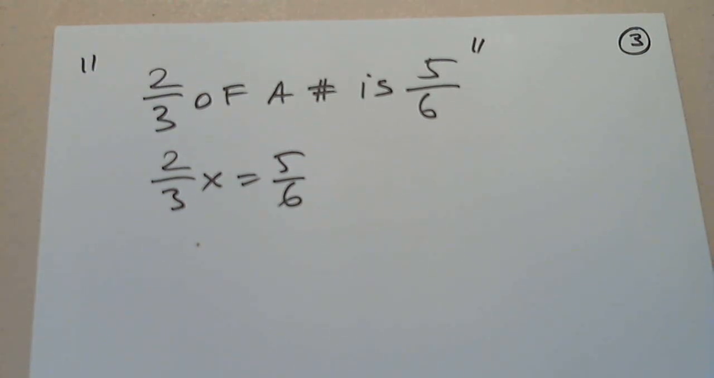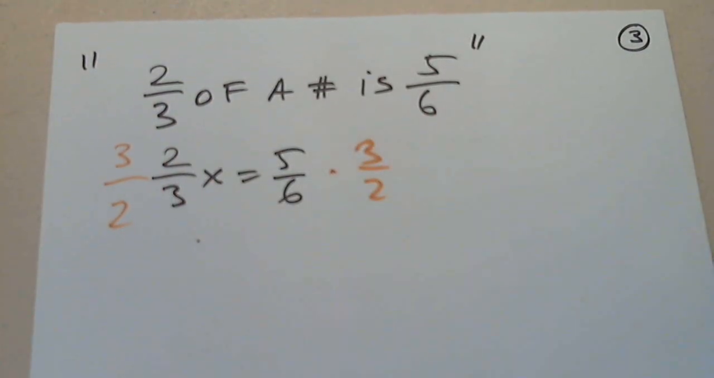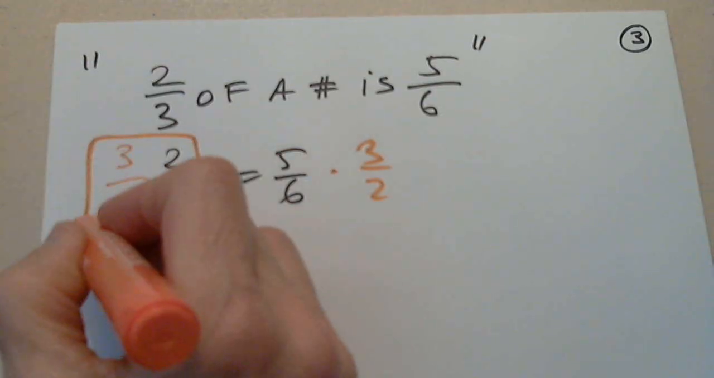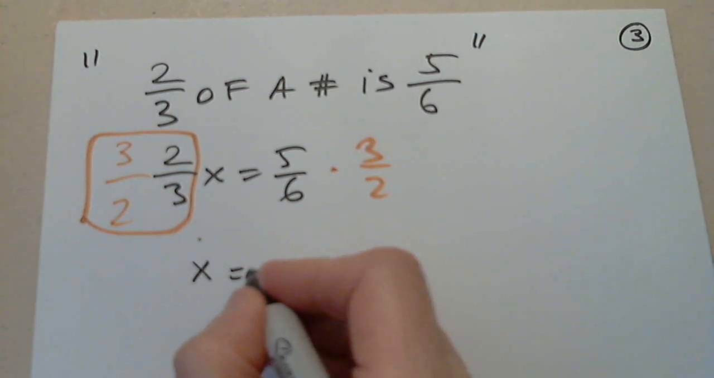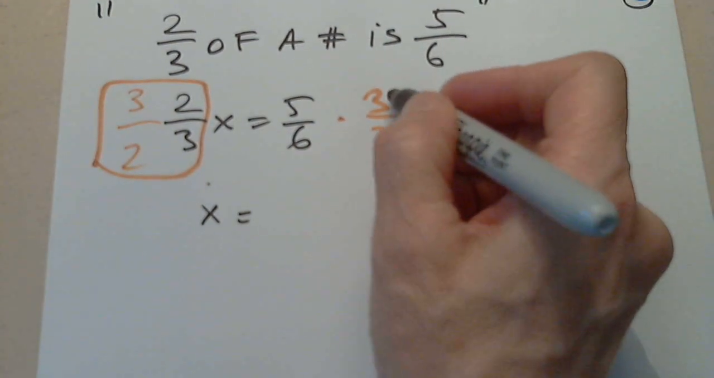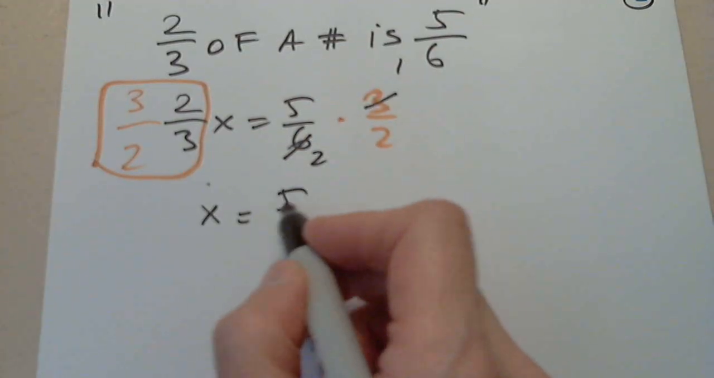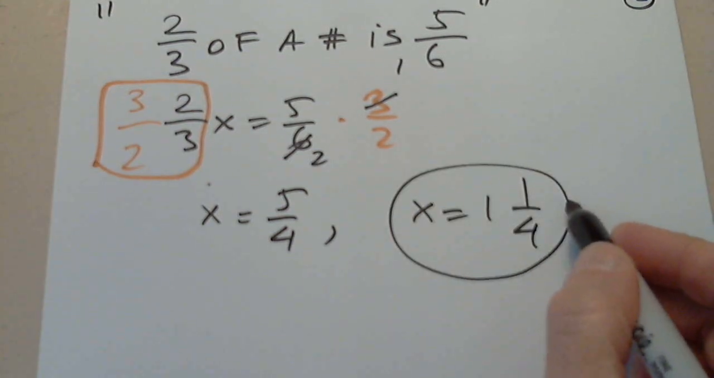Multiply both sides by 3/2. Excellent, because 3/2 is the multiplicative inverse of 2/3. But please remember, it's mandatory to multiply both sides. What do we get here? How much is this? 1. Indeed, very good. Here I will simplify by 3. So I get 5/4, which can be changed into 1 1/4.